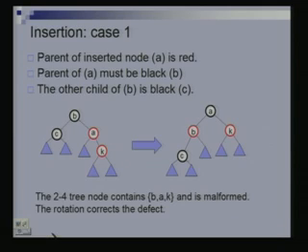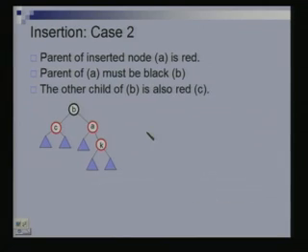Okay. So, that was one case, when the parent of the inserted node has a sibling which is black. The other case is when this is red, and we will look at that now. So, this is the second case. The parent of the inserted node A is red and the other child of B is also red. And we have this double red problem and we need to take care of this.